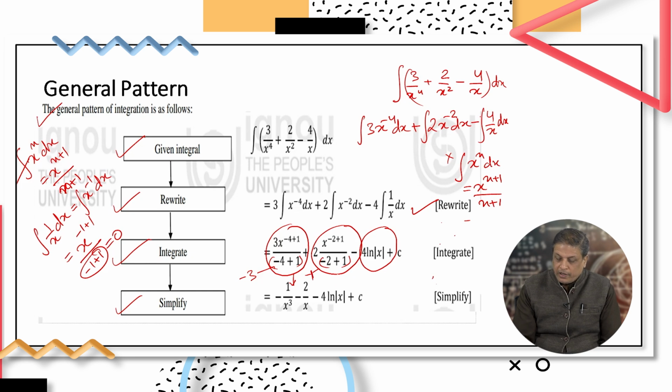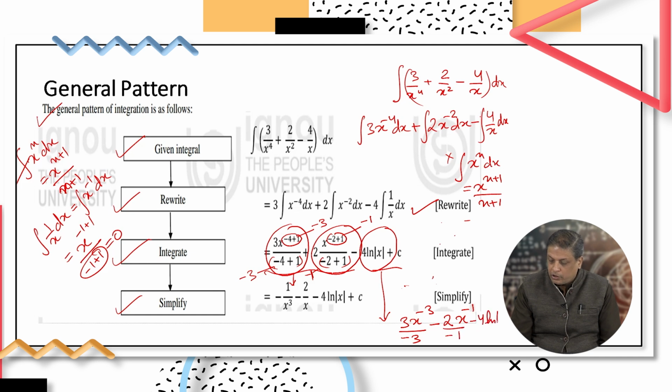So solving these values, minus 4 plus 1 turns out to be minus 3, and minus 2 plus 1 will turn out to be minus 1. Hence this entire expression will resolve into 3 into x to the power minus 3 upon minus 3, minus 2 into x to the power minus 1 upon minus 1, minus 4 into natural logarithm of x plus c, and this solves to this expression.